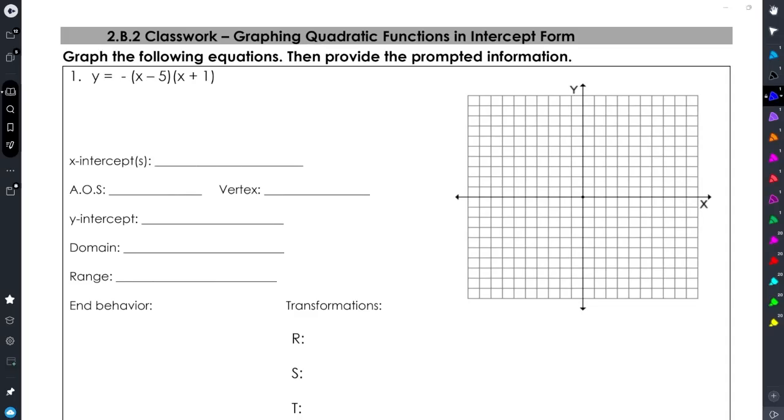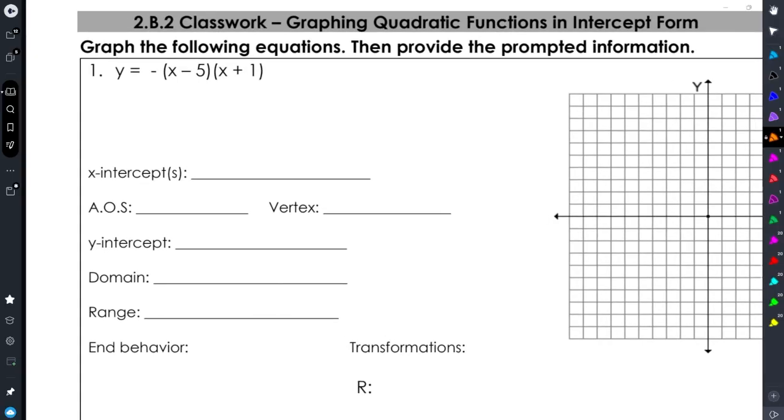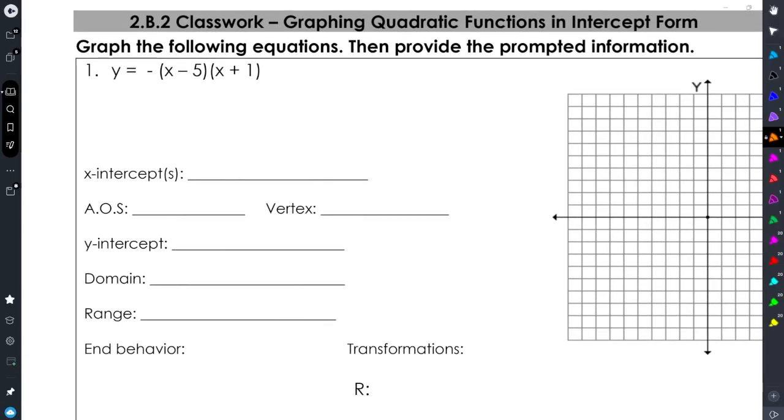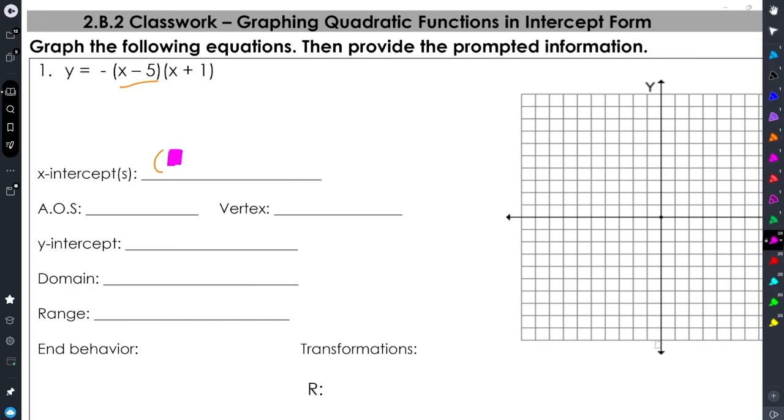All right, in today's lesson, we're going to be graphing some more quadratic functions in intercept form. So remember, the first thing that we want to do when we graph these is look and see what our intercepts are. And that's going to be what number minus 5 is 0? Well, that's positive 5. So one of our intercepts is 5, 5 comma 0. So 1, 2, 3, 4, 5. The other one is going to be negative 1 comma 0 because negative 1 plus 1 is 0.